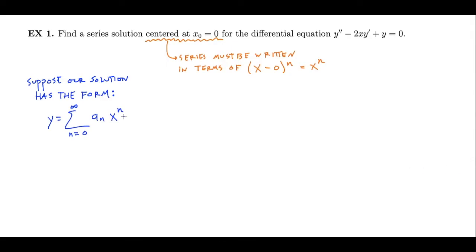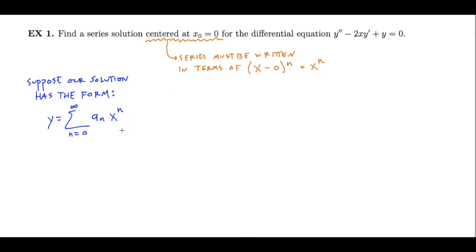Given that detail, I will now suppose that our solution has the form of a general power series. Here my variable terms are x to the n, because as I just pointed out, the center is 0. If instead my center was 1, then these power terms would be x minus 1 to the n, or x minus 2 if my center was 2. So I have to adjust those power terms appropriately. In this case, since it's centered at 0, I just have x to the n.